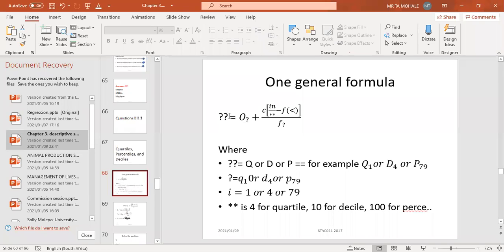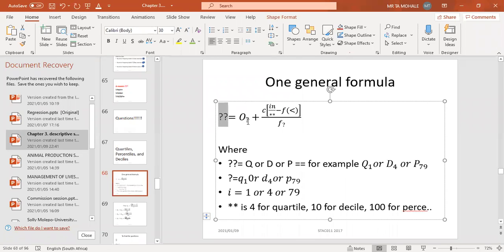Wherever you see the question mark, you will write the name of your parameter. If it's a decile, you write D. If it's decile 4, you write D4. If it's percentile 4, you write P4. If it's quartile 3, you write Q3. And then L will still denote the lower class limit, plus C is still the same.